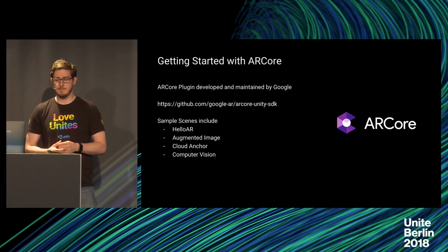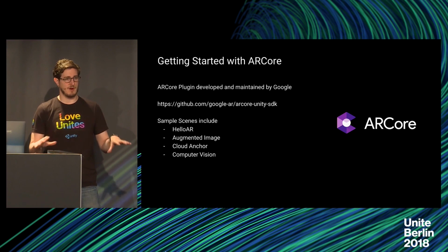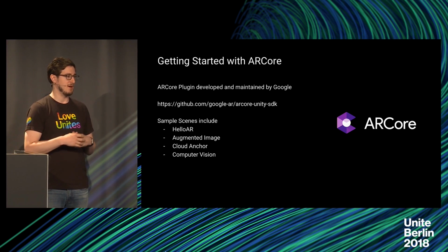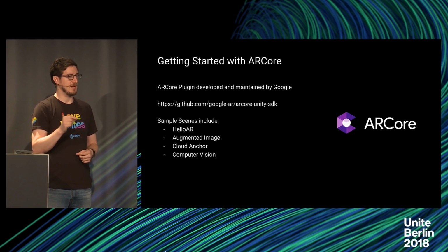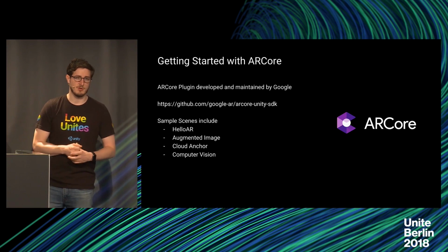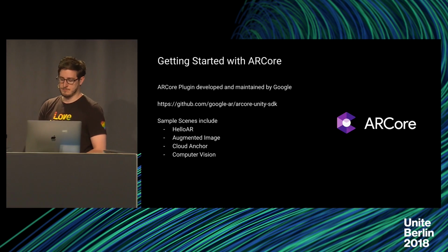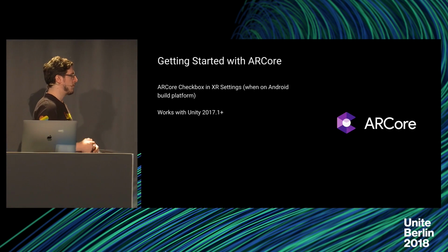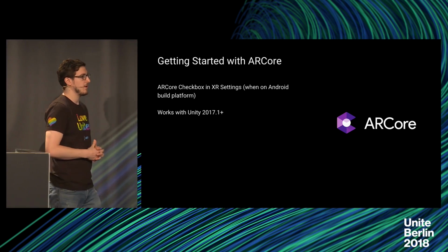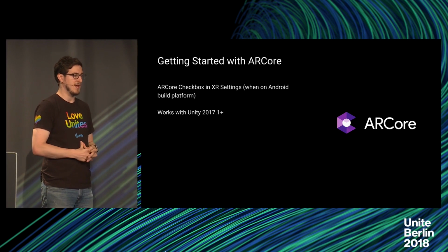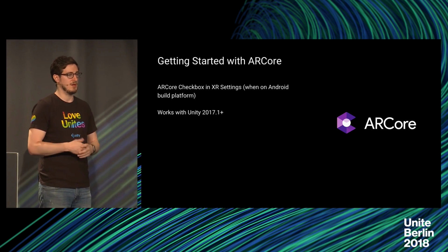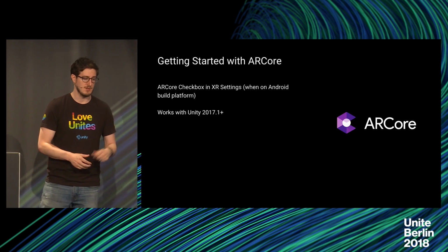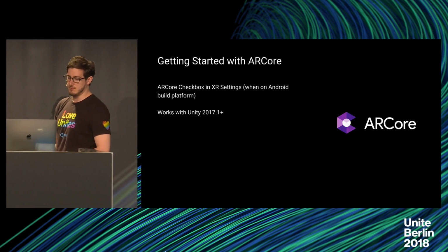And the nice thing is that a lot of these scenes are fairly basic. If you wanted to replace Andy the Android with, say, a 3D model of your own, you could easily change out the prefab that's included in that Hello AR scene. One thing to note for using this implementation of ARCore, which is basically the Google SDK, is that we've now directly integrated it in the engine, and there's a little checkbox in the XR settings. You can see it's compatible with 2017.1.